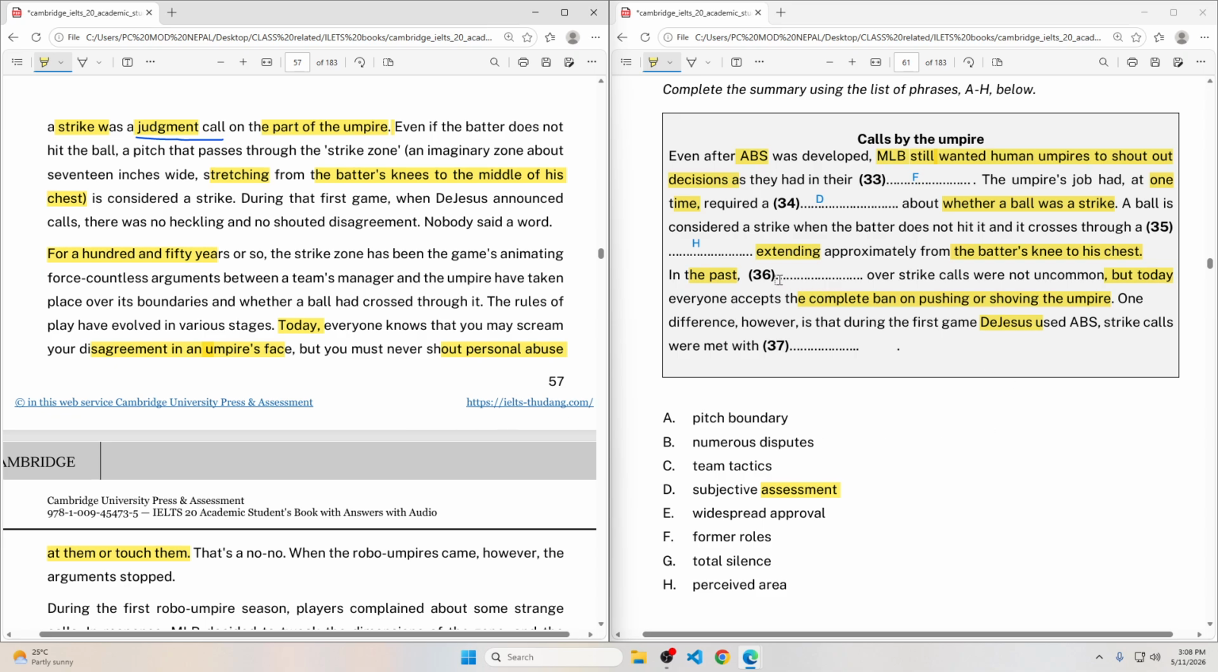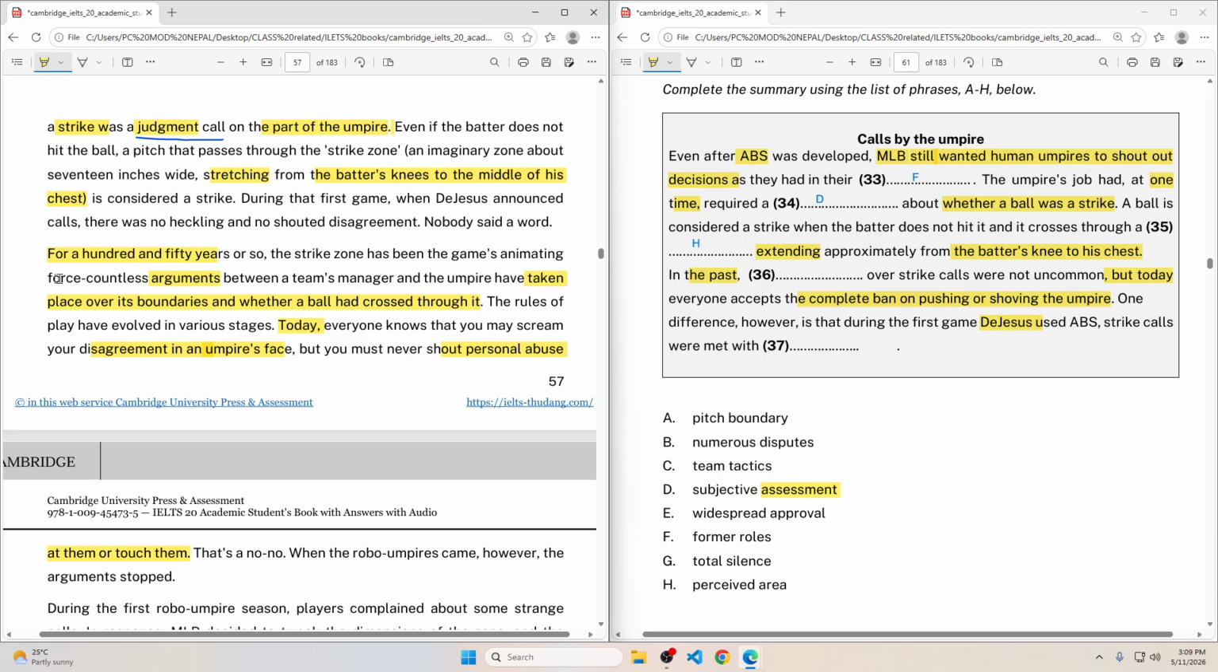So let's look at the actual question. In the past, blank over strike calls were not uncommon. So what was common over the strike calls? Arguments. Taken place over its boundaries or had crossed through it. So in the past, arguments over strike calls were not uncommon.